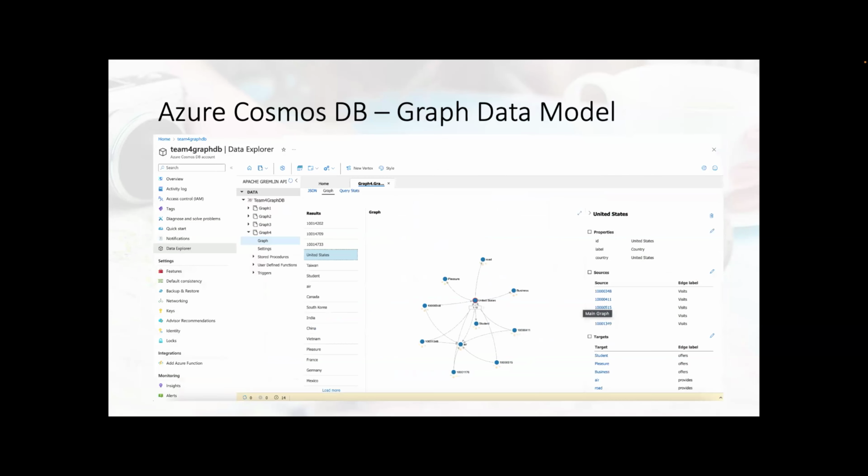Coming to the graph data model, we have data in our Cosmos DB graph data model. Here you can see the relationships that we have. For example, we have different tourists who are visiting United States. We have tourist IDs using which we have linked them to the destination country. Here we can see US offers different types of visas and different modes of transport, road for the neighboring countries and air travel for the countries which are far. So this is how the data looks in our graph data model.